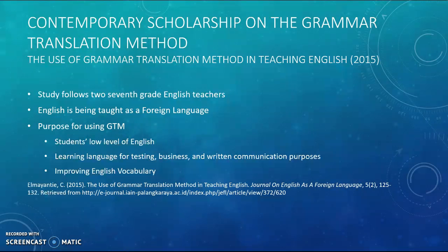One reason the teachers choose this method is because of the students' low level of English proficiency, which teaching in the mother tongue helps address. These students are also learning English for testing, business, and written communication purposes, rather than verbal communication purposes. So this method helps students comprehend written language rather than focusing on pronunciation.